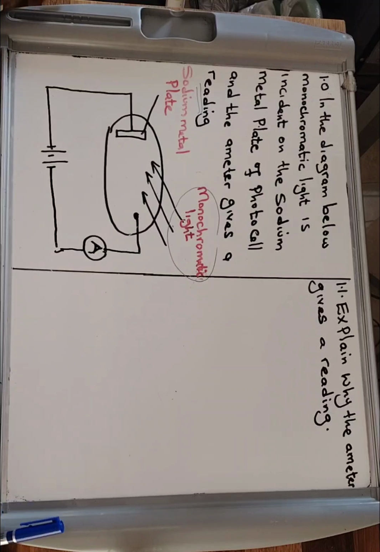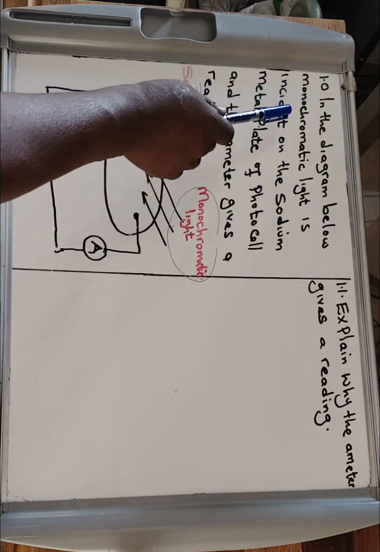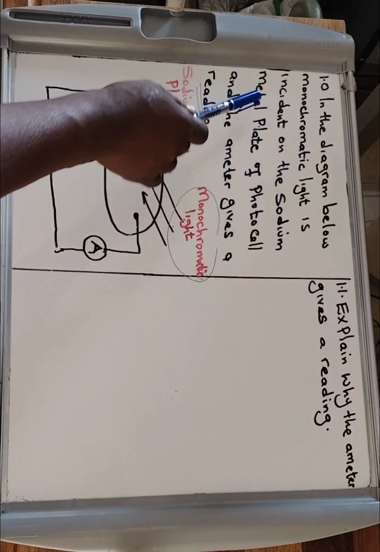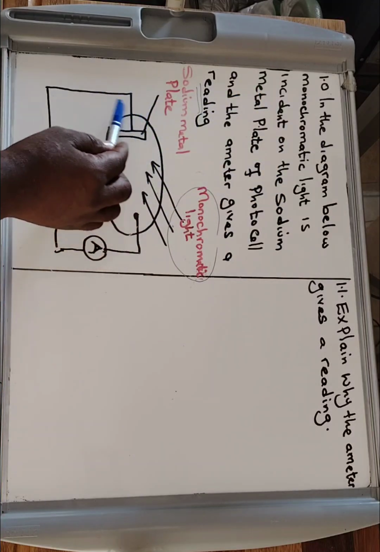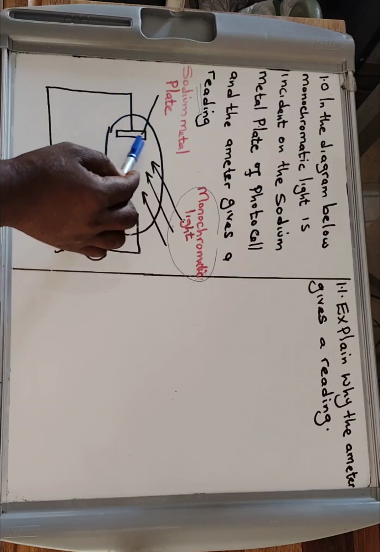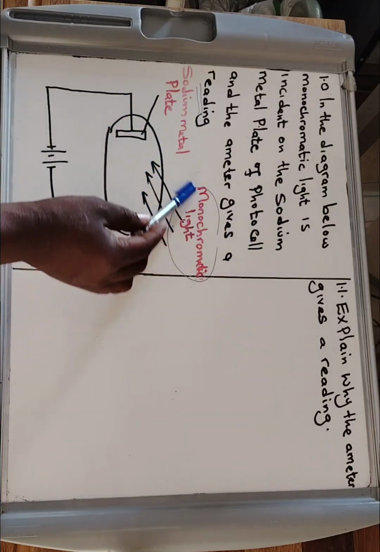Today we are looking at this question. It comes from the topic photoelectric effect. Okay, let us analyze the question and we see what we can do. The question says that in the diagram below, a monochromatic light is incident on a sodium metal plate. So this is the sodium metal plate, and this is the light we are talking about.